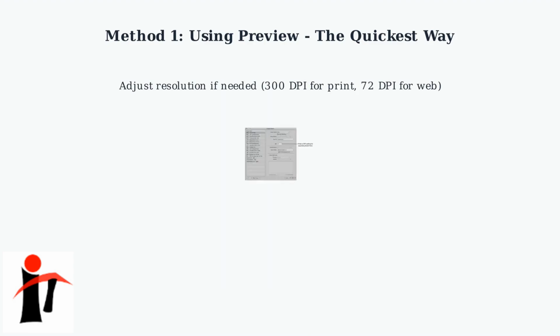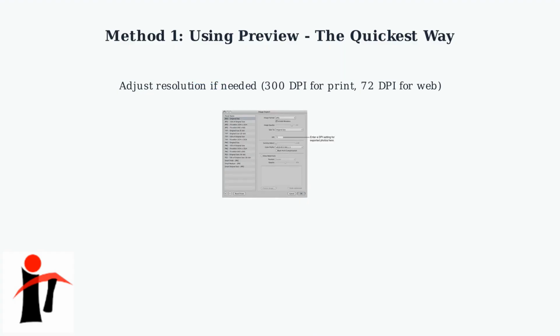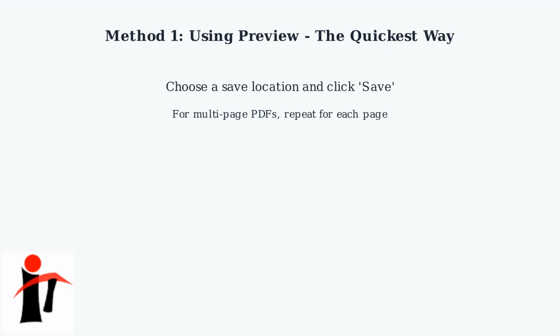Adjust the resolution if needed. 300 dpi is good for print quality, while 72 dpi works for web use. Choose a save location and click Save. For multi-page PDFs, repeat this process for each page as Preview exports one page at a time.